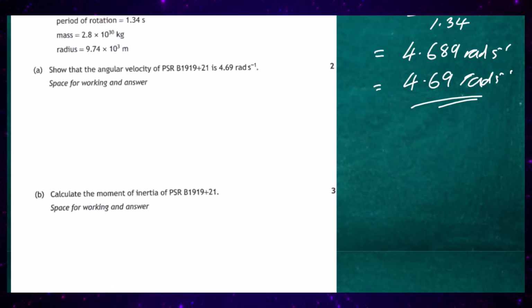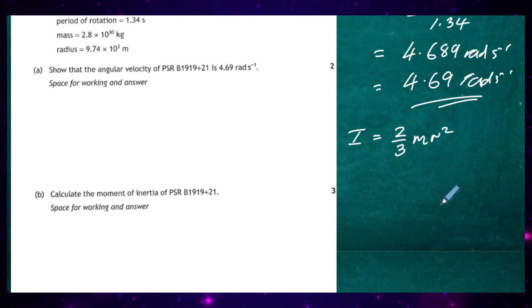Question 3, part B. Calculate the moment of inertia of the pulsar. Well, we have the moment of inertia for a solid sphere, because we're taking it to be a solid sphere. The question information tells us that it's got a uniform mass. So therefore we know that the moment of inertia for a sphere, I, is equal to 2/5 times the mass times the radius squared. So we've got all the information, we've got the mass and the radius, so we can work out what the moment of inertia is.